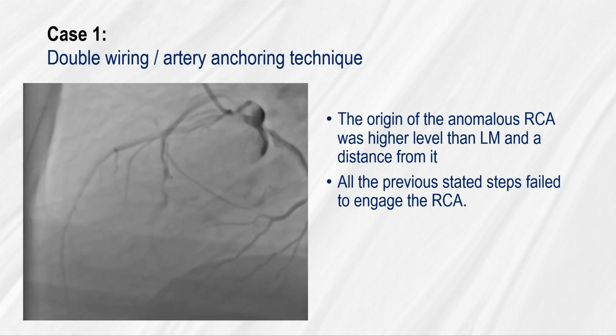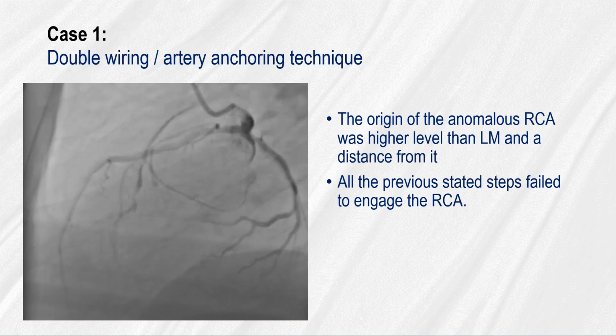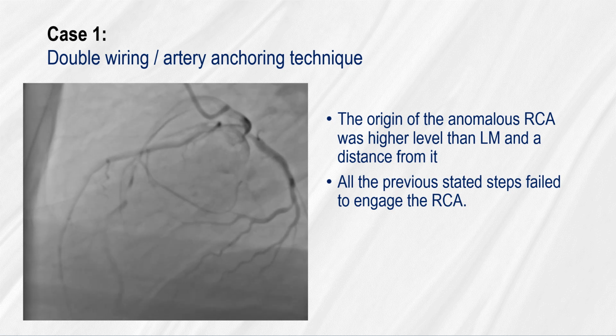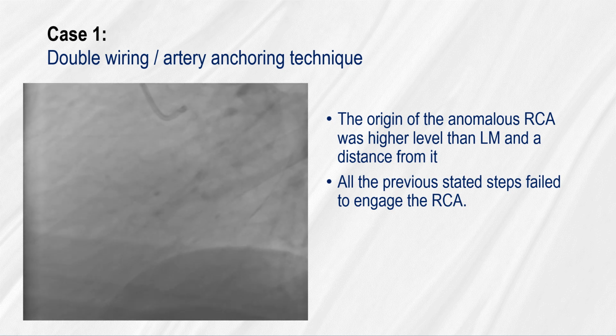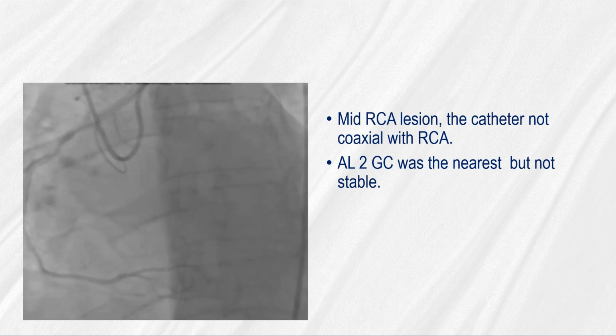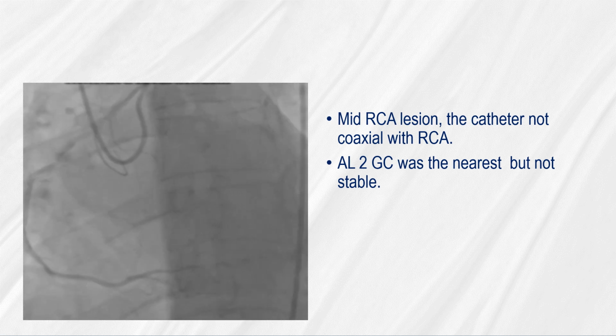Cases from clinical practice. In the first case, I used the double wiring artery anchoring technique. The origin of the anomalous RCA was at a higher level than the left main and at a distance from it. All the previously stated steps failed to engage the RCA. There is a mid-RCA lesion. Amplatz left 2 guiding catheter was the nearest but not stable.